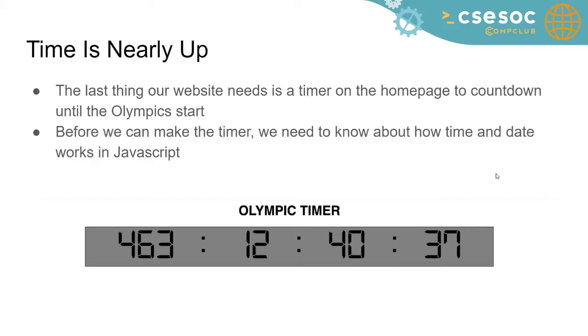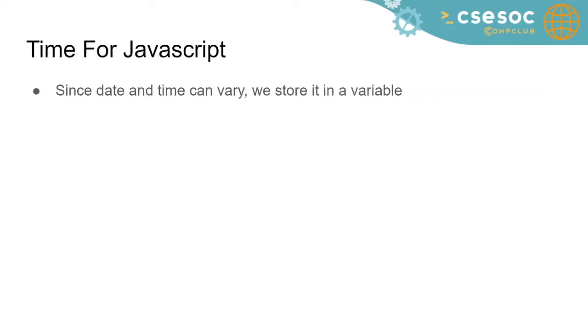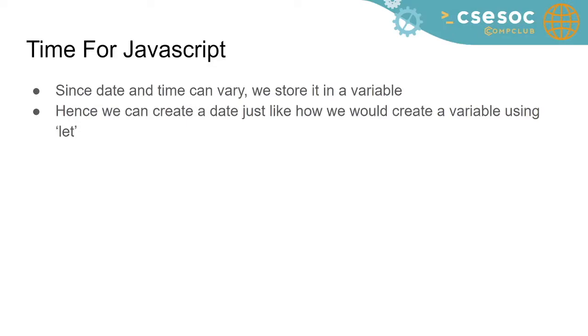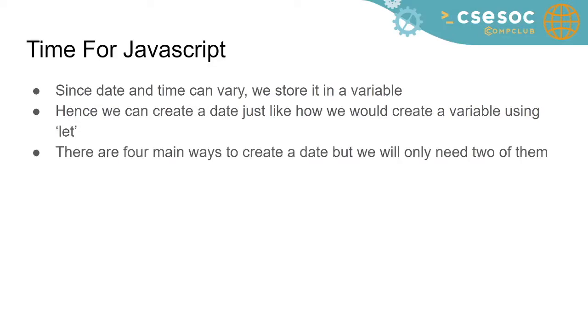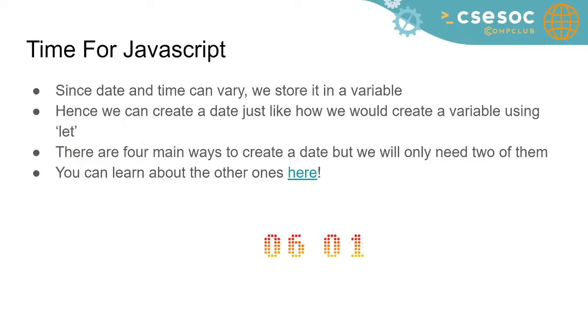So before we make our timer, we have to understand how the date and time object works in JavaScript. Since we'll be performing operations on date and time, it would be best for us to store them in a variable. Hence, we can declare the date and time object just like how we would create any other variable, using the keyword let. There are multiple ways of creating dates, and we will only be using two ways.